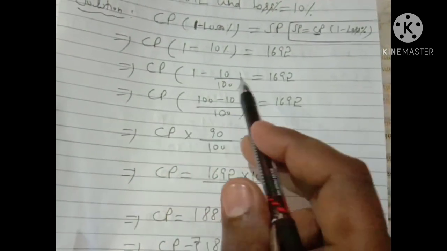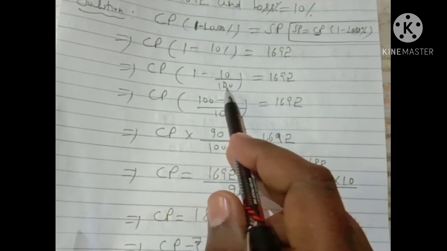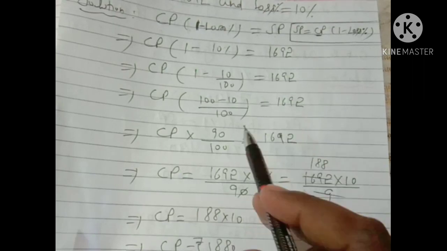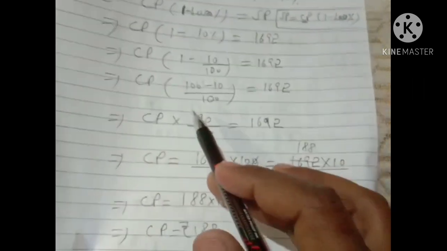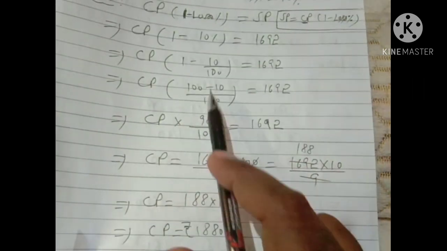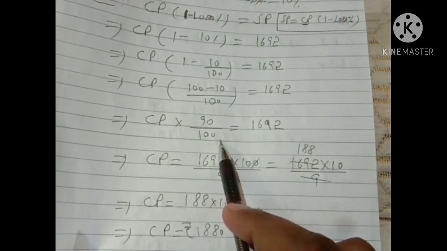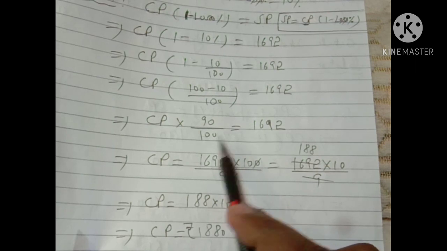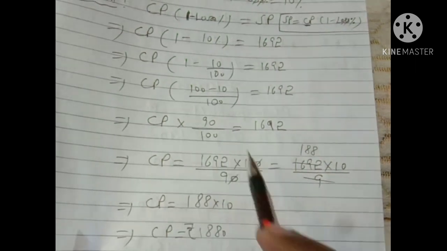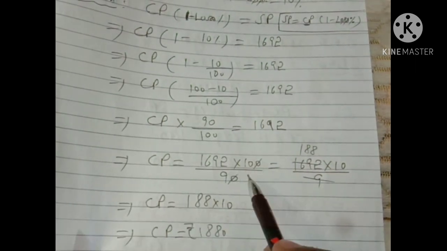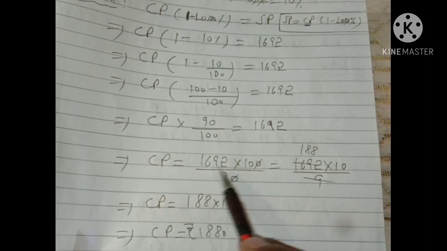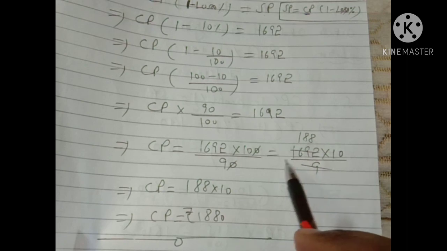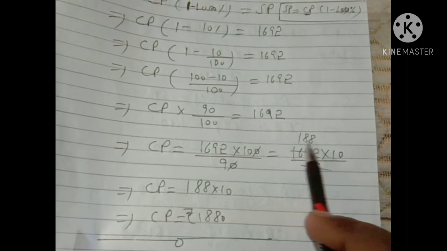And now in the next step again we have to take the LCM. CP into 100 into 1 is 100 minus 10 over 100 is equal to 1692. And now in this case it will become CP into 100 minus 10, it will become 90 over 100 is equal to 1692. And now after rearranging the terms, it will become 1692 into 100 over 90. And now this 0 and this 0 are cancelled, and it will become 1692 into 10 over 9. And further when this term is divided by 9, it will become 188.